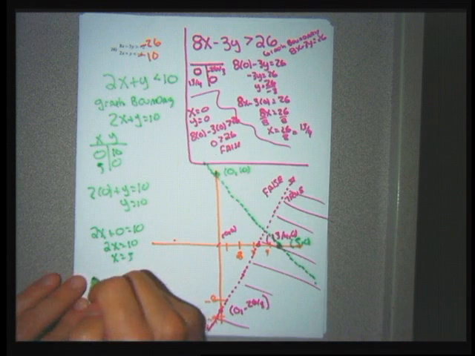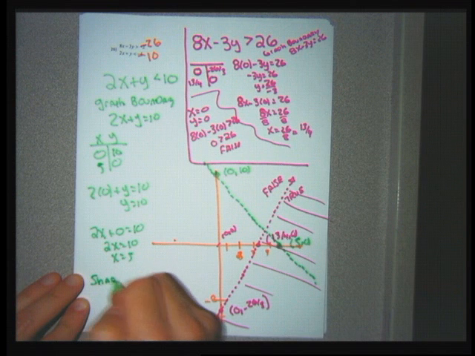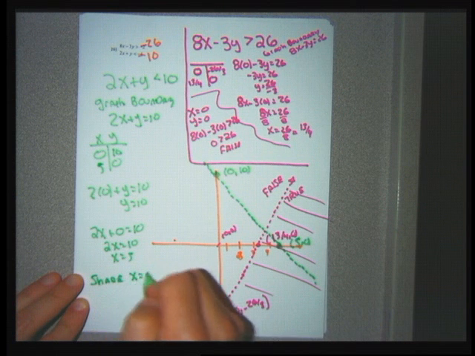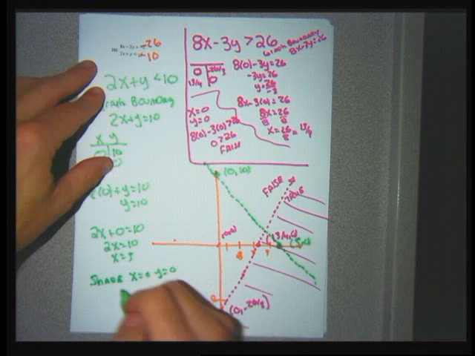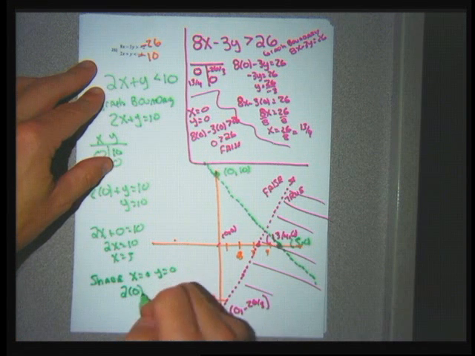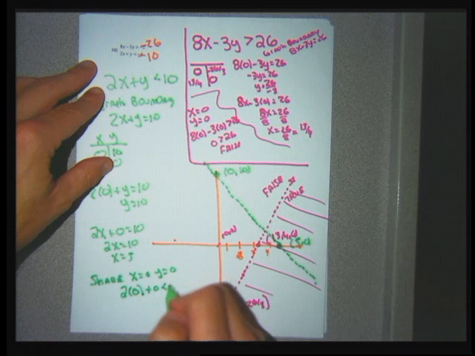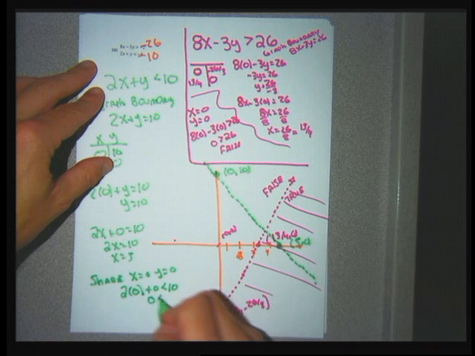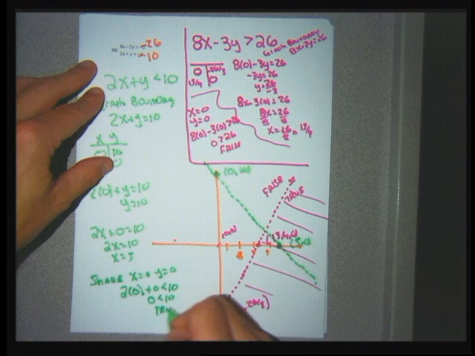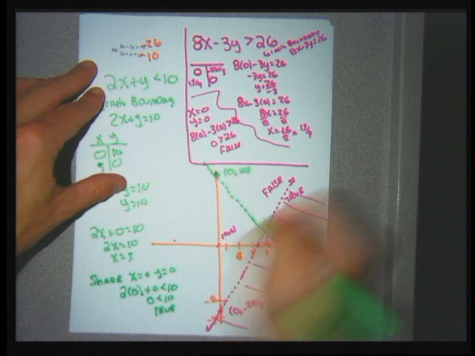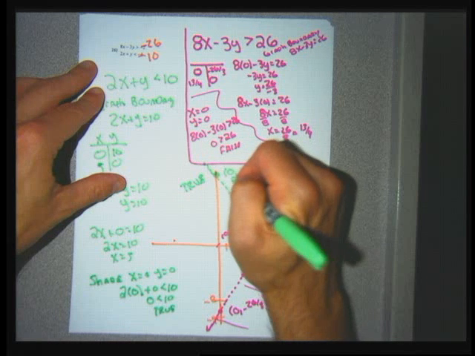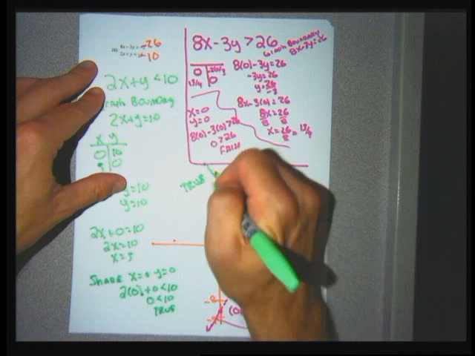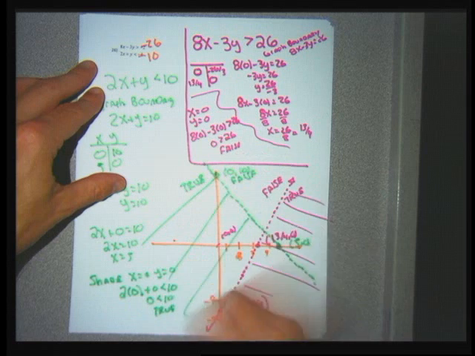And now I'm going to do my shading. So for my shading, I'm going to do x equal to 0, y equal to 0, into the 2x plus y is less than 10. So I'll go 2 times 0 plus 0 is less than 10. That gives me 0 is less than 10, which is true. So for this line, 0, 0 is down here. This is the true side of this line. This is the false side of this line. So for that line, I'm shading this way.